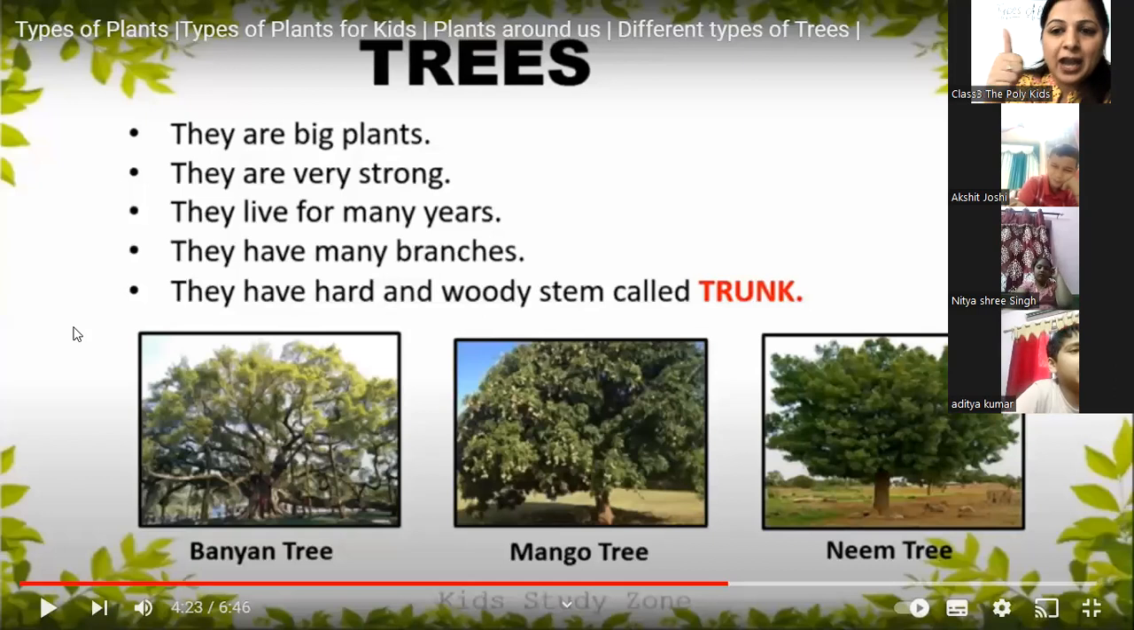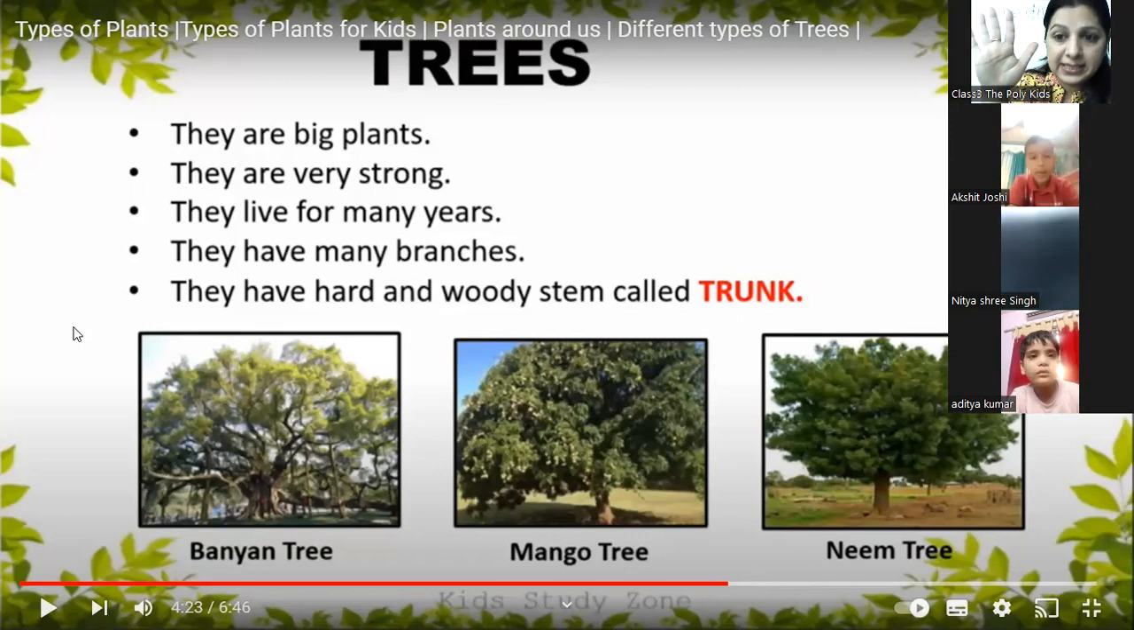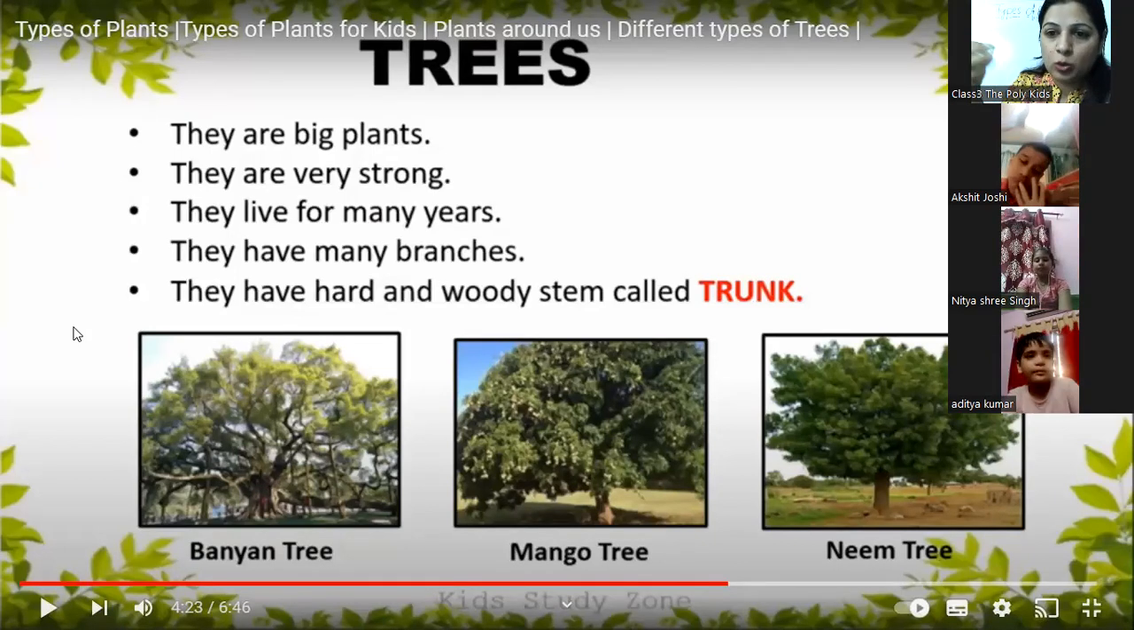Okay, clear everyone? 5 types of plants we have done. Herbs, shrubs, climbers, creepers, and trees. These are the 5 types. Now, whatever examples we have, they are under these categories. Clear?